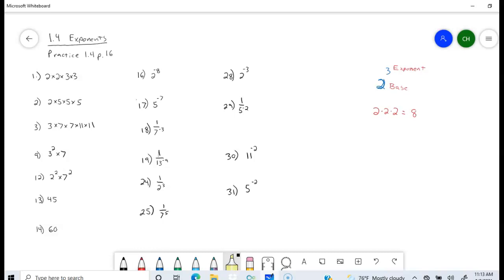That is super important, to know what the exponent is and what the base is. If you hear me refer to a base of something, you need to know what I'm referring to. That's going to be around for quite some time.